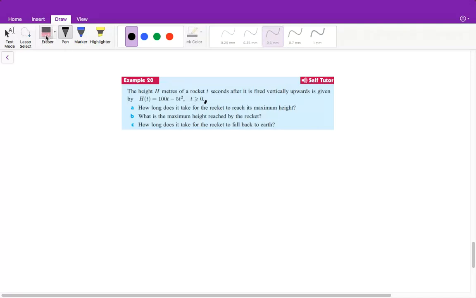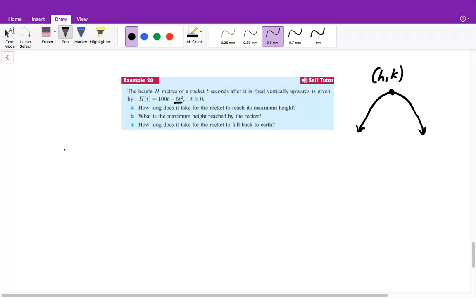It says, how long does it take for the rocket to reach its maximum height? Since in front of our t squared it's negative, this graph is facing downwards. Our t is our seconds. So when it asks how long it takes to reach its maximum height, that is the x value, the t value of our vertex. So we need to go ahead and solve for the vertex.